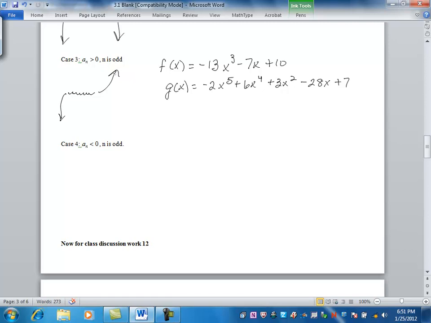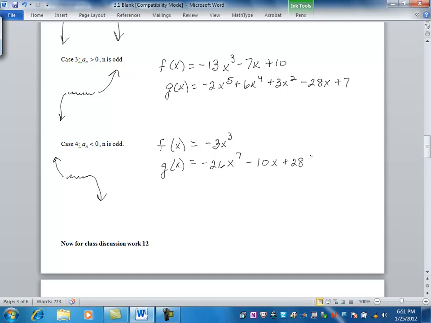Now let's look at example 4, where my leading coefficient's negative and my degree is odd. In this case, the left hand is going to be going up, something's going on in the middle, and then the right hand is going down. And so a couple instances of this, f of x equal, I don't know, negative 3x cubed, and g of x equal negative 26x to the 7th minus 10x plus 28.